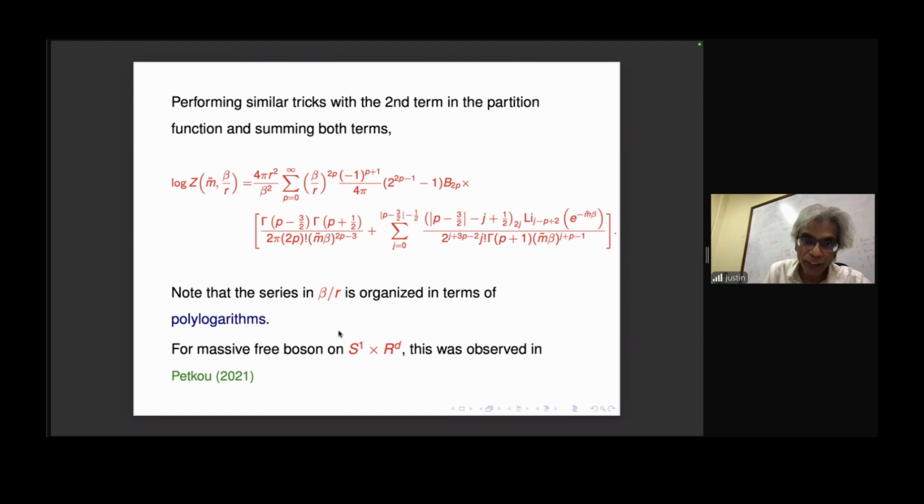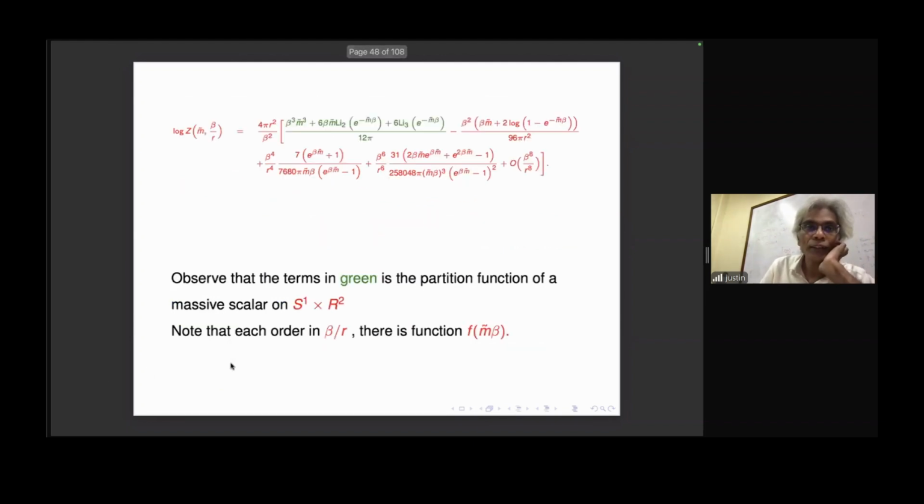And in fact, for the free boson theory on S1 times R2, this polylog structure was first observed by Sachdev. And in general, for the massive free boson on S1 times RD, it was observed by Petru. So let's look at the structure.